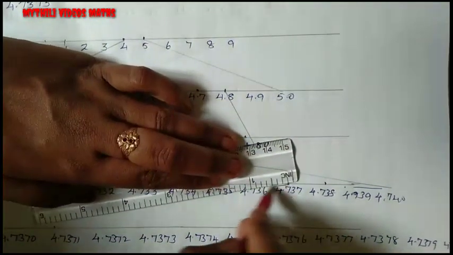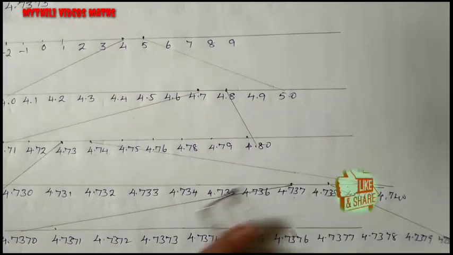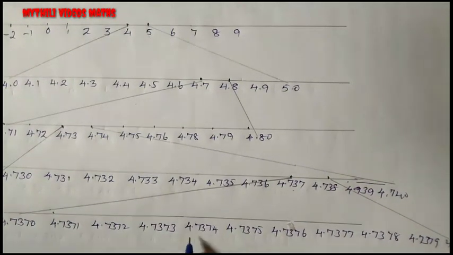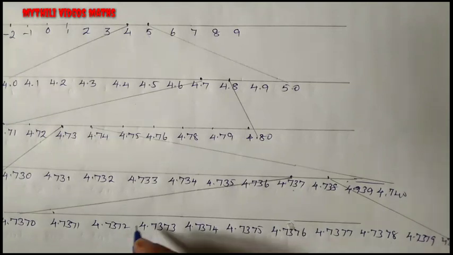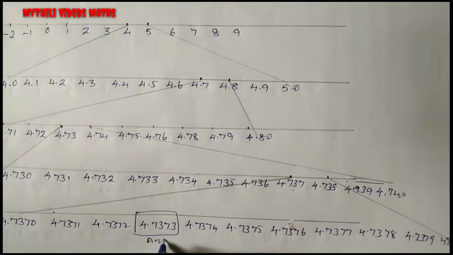Okay, so we have to draw here. 4.737, 737 is here, no? So the initial point, same thing here, 4.738, like this. So where is the answer now? 4.7373. So 4.7373, this is our answer. Okay, so the answer is this.